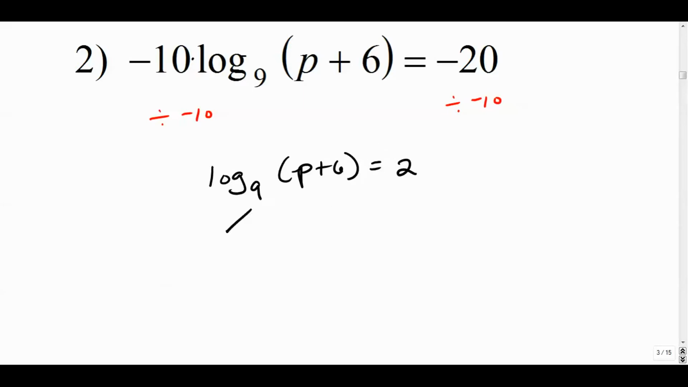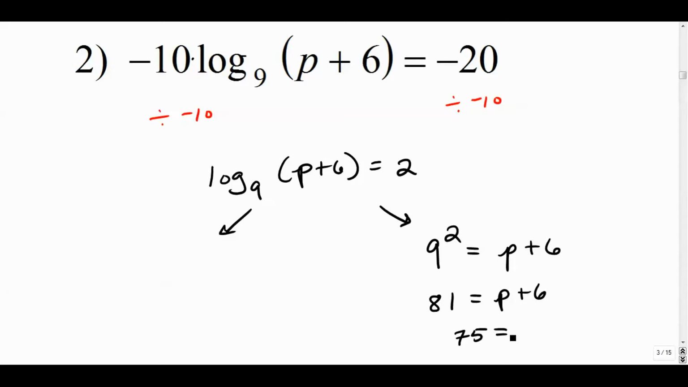So here I can use my relationship. So I say 9 squared equals p plus 6. So that's 81 equals p plus 6. So that's 75 equals p. And I'm done.